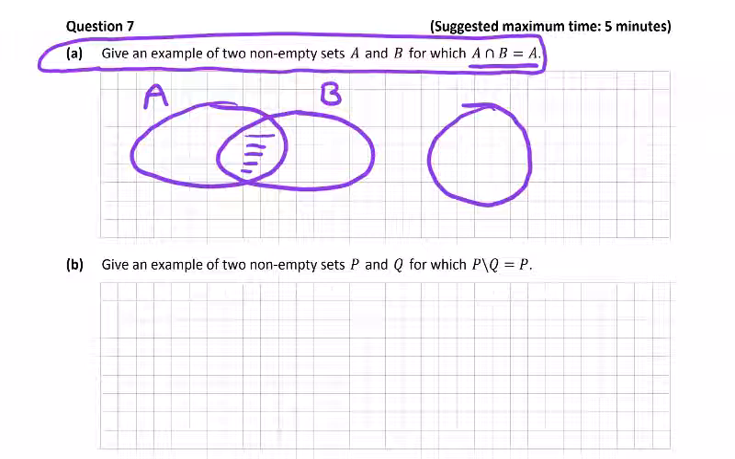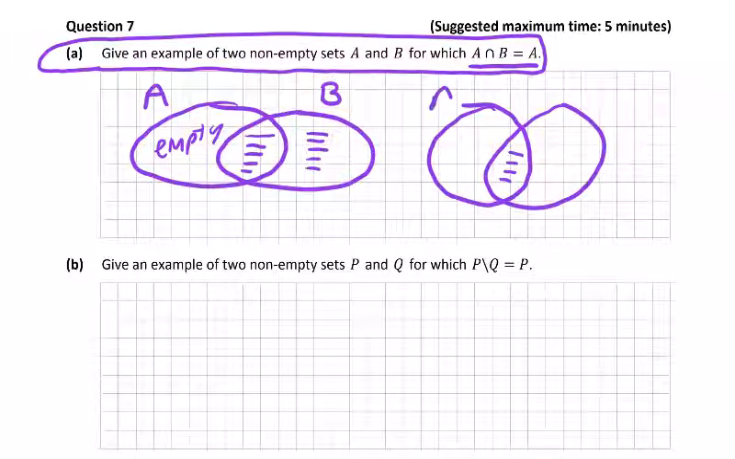So what does that mean? It means that there's nothing in here. That's empty. And it could just look like that. There could be symbols in here. Or maybe it just could be that there's stuff in the middle, looking like just a bit of experimentation. So let's try and expand on what they're looking for. Give an example of two non-empty sets A and B for which A intersection B is equal to A.